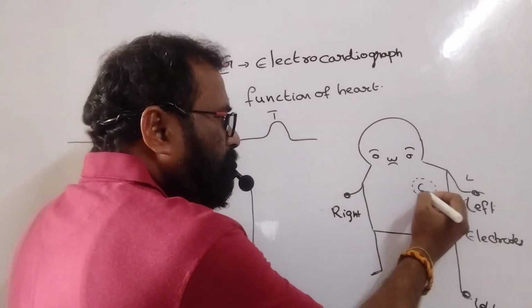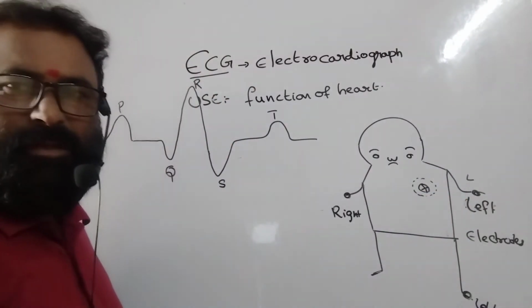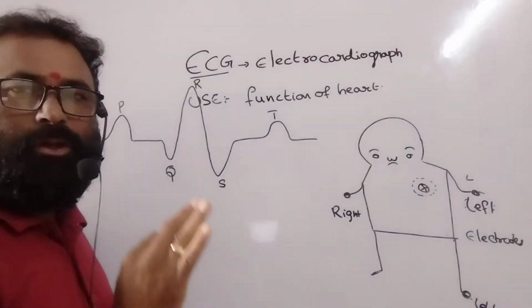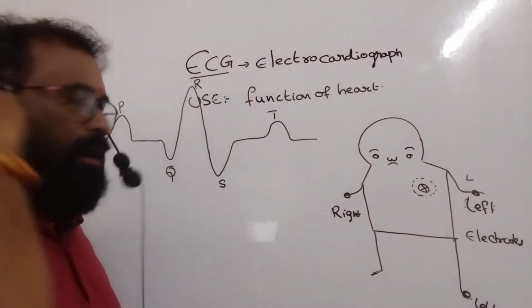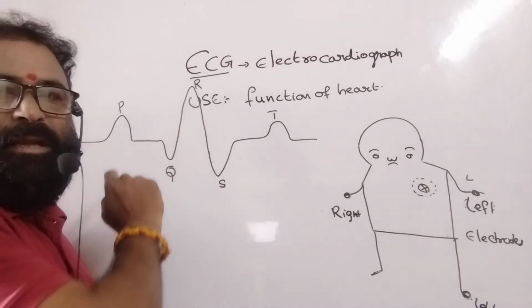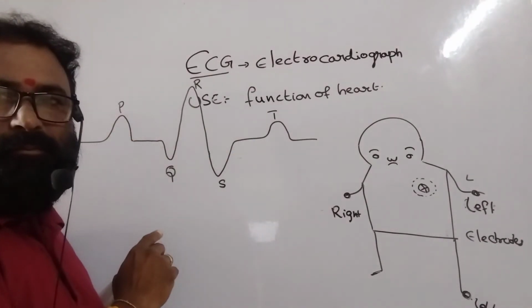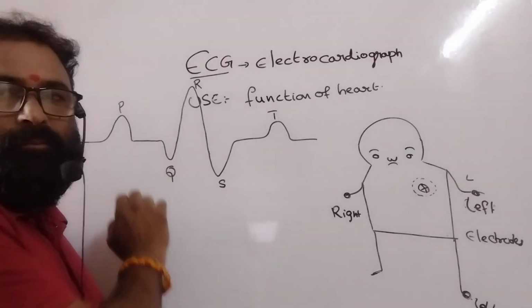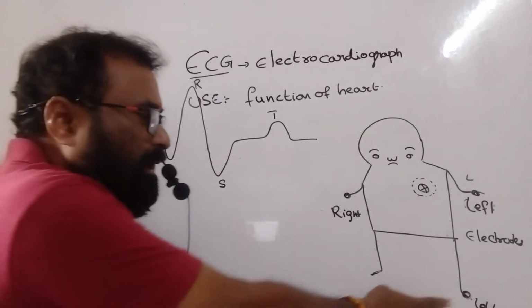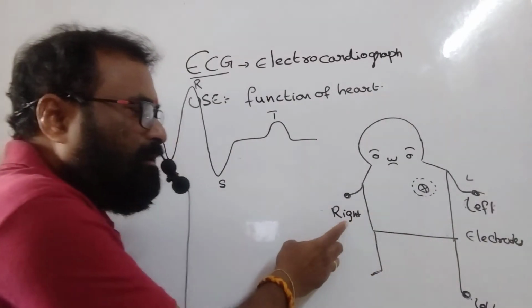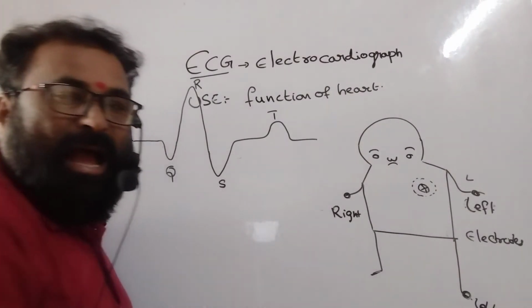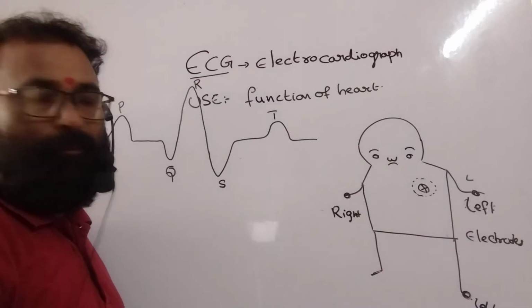Here there is the heart. Again I am saying, ECG stands for electrocardiograph. Use is to detect the function of the heart. This is the typical diagrammatic representation, the graph of the ECG. Very, very important. Electrodes are fitted to the left ankle, left wrist and right wrist.